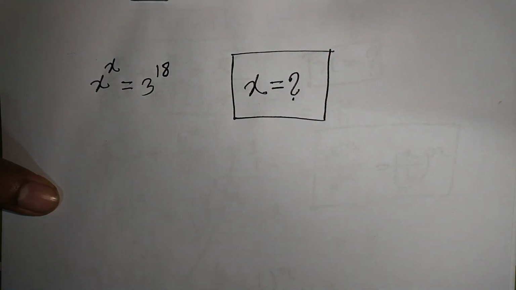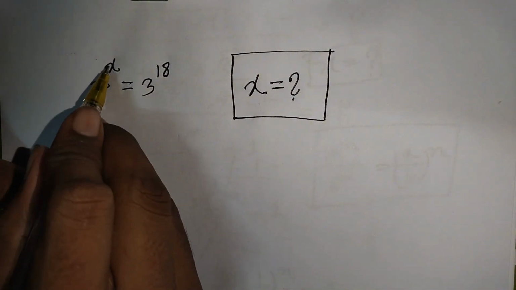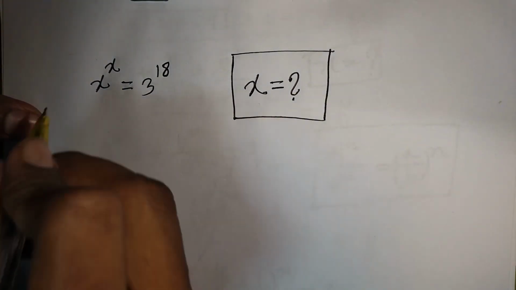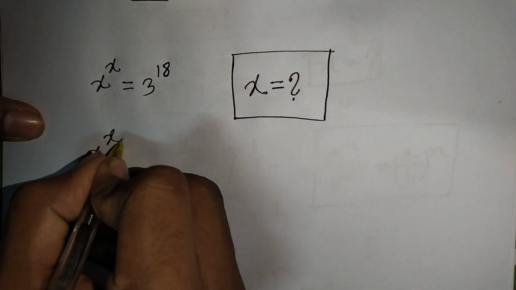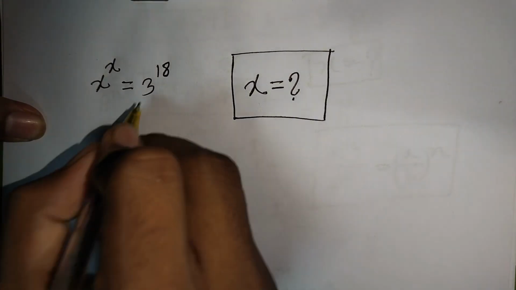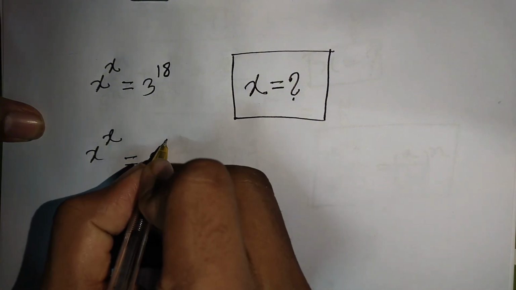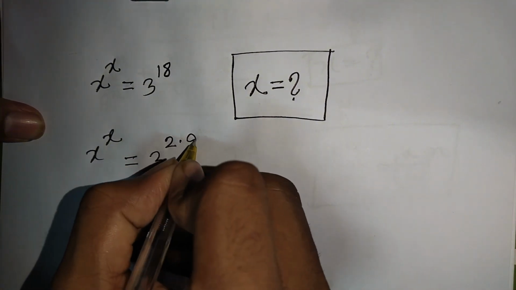How to solve x^x = 3^18. What is the value of x? So we have x^x = 3^18, which can be written as 3^(2 times 9).